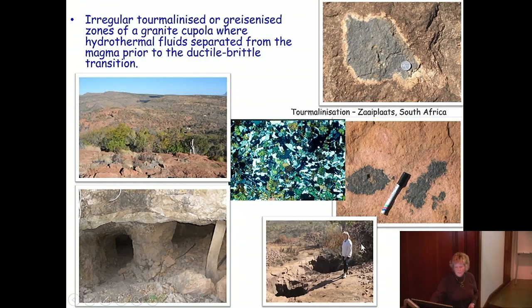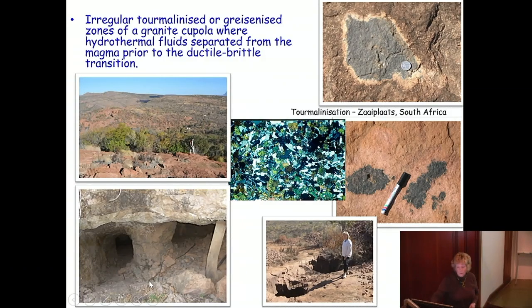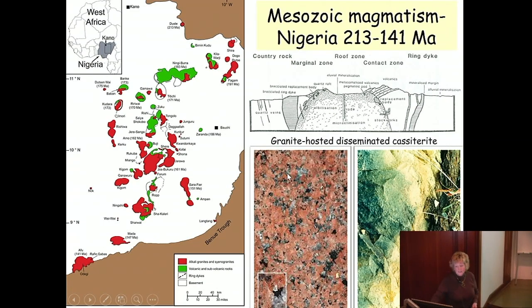What has been mined in the past is these pipe-like bodies. And everywhere you go, you find these sort of holes here where these pipes have been worked. And here you can see a baby pipe, too small to have been mined. And these pipes are very rich in tourmaline, and also they are rich in tin. And these represent little alteration zones where hydrothermal fluids have separated prior to the ductile brittle separation.